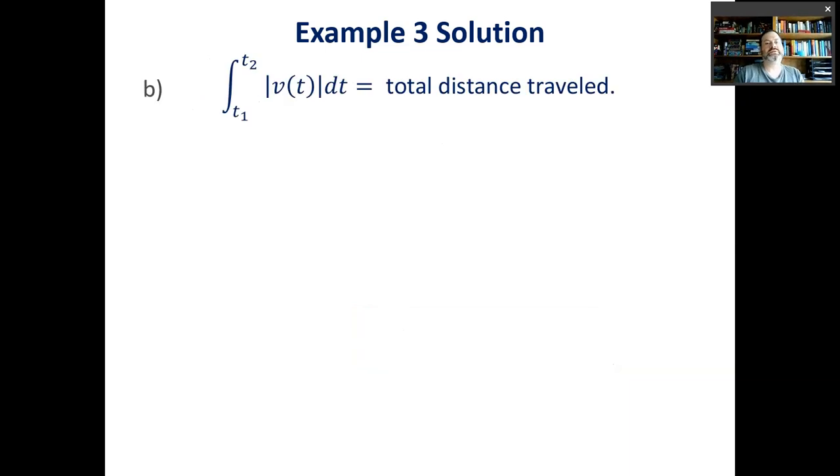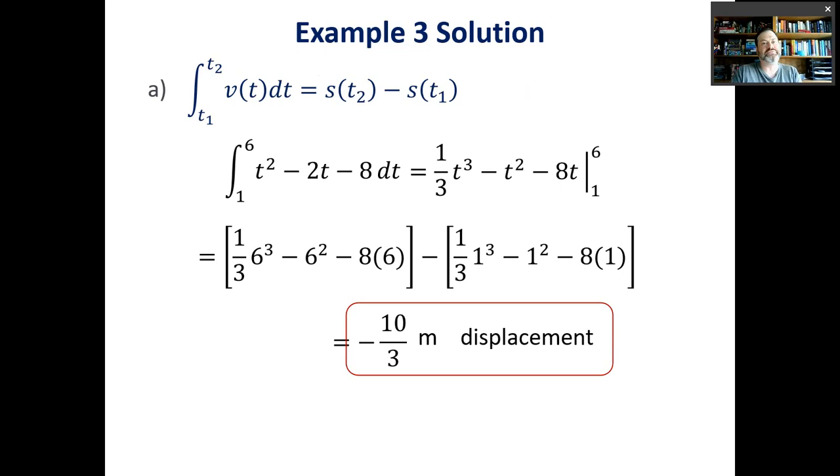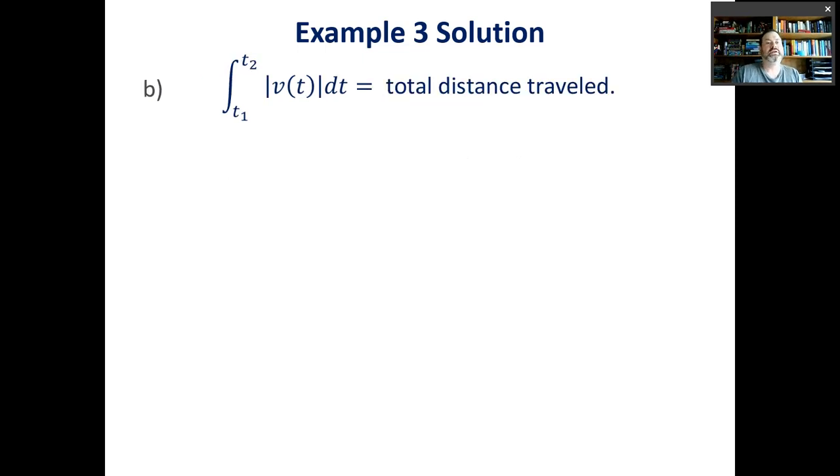Let's do the second part. Let's look at total distance traveled. So here it's the absolute value of v of t. So we need to determine if this particle is ever moving backwards. If the particle only moves forward, then we can ignore the absolute value. But it's pretty obvious it moved backwards because the answer to the first part was negative. So we know it moved backward at least part of the way.